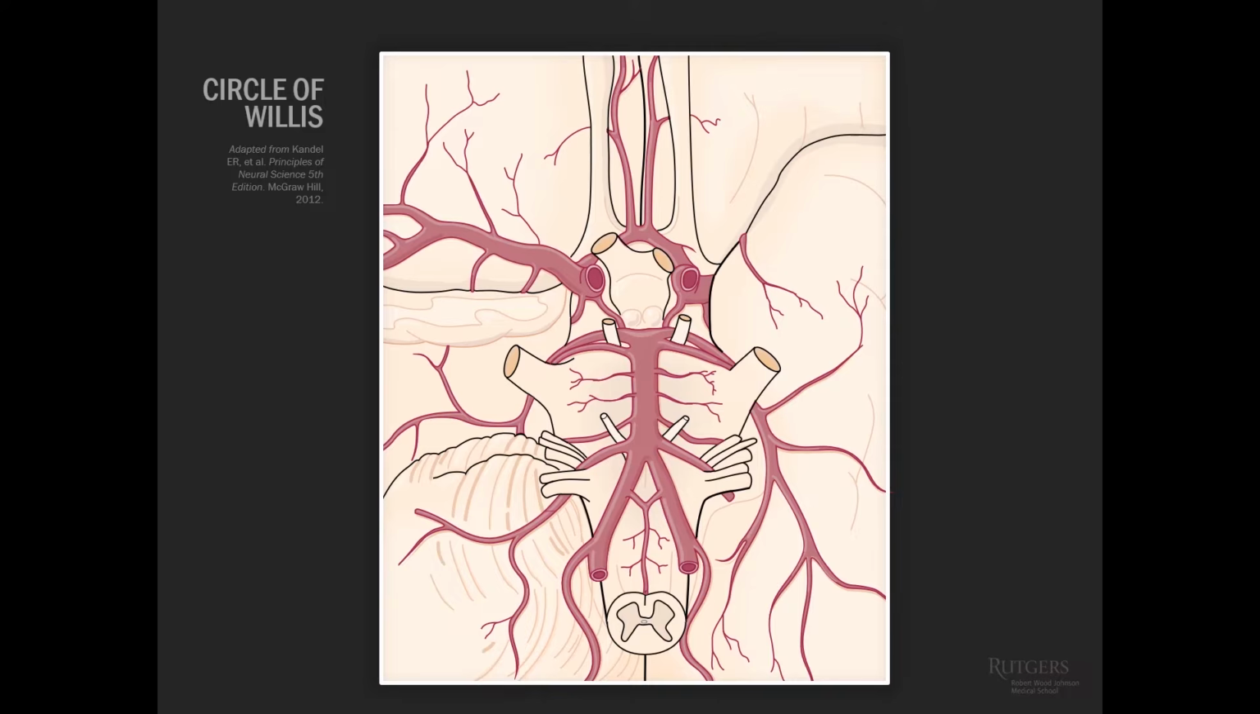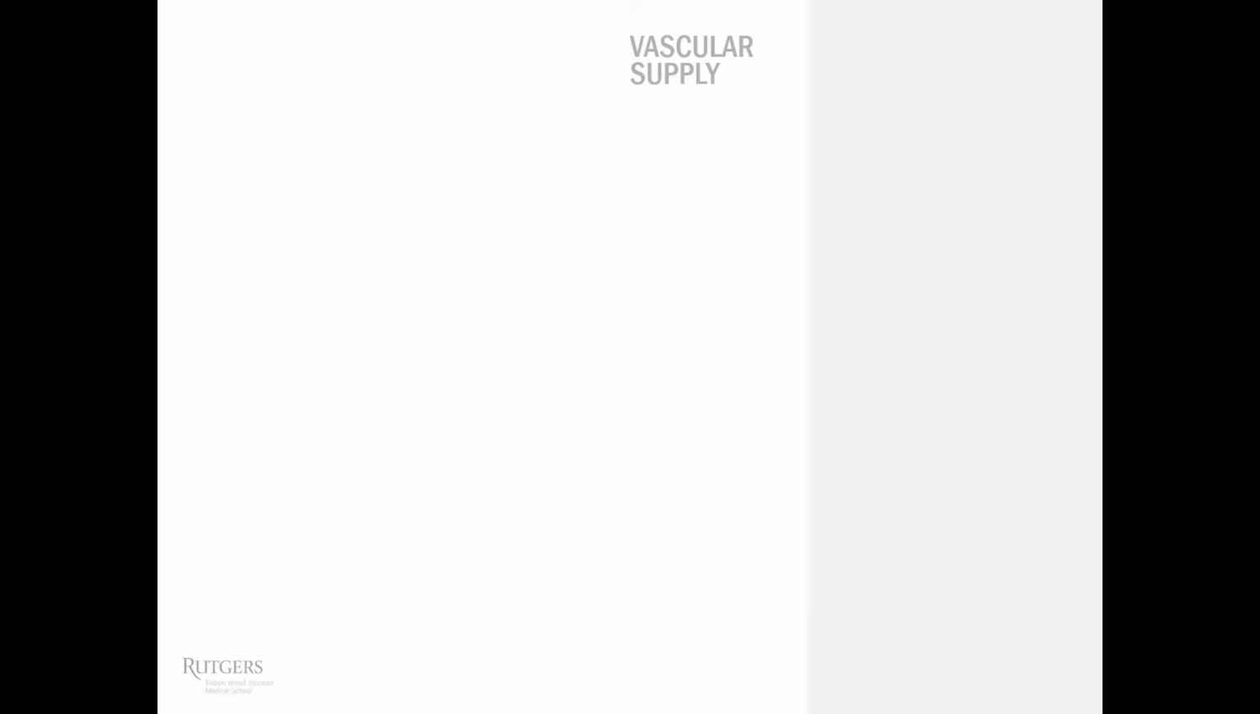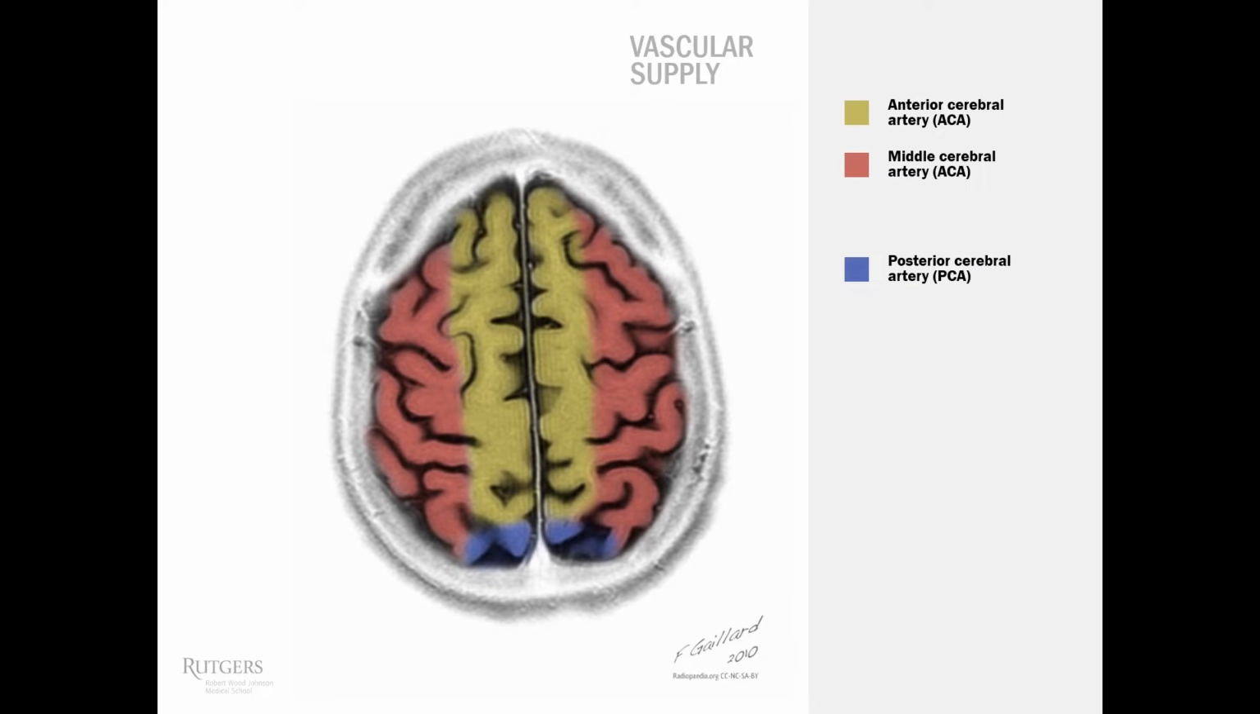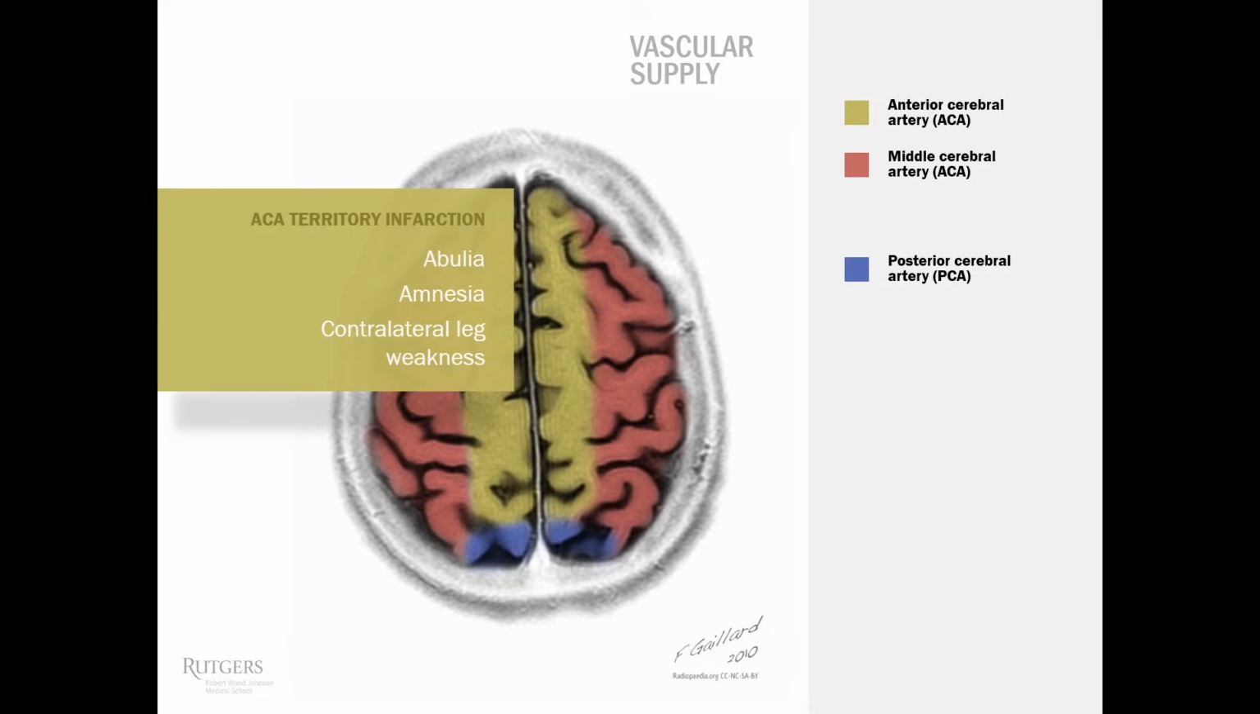And now for the pièce de résistance, vascular territories. You can see them coming into view as I scroll. You can actually refer to the legend on the right side of the slide to see which vessel corresponds to which color. So the medial frontal lobes are supplied by the ACAs. Medial frontal lobes are important for contralateral leg control, motivation, and the memory circuit. So as you can imagine, ACA infarcts cause abulia, an unmotivated state, contralateral leg weakness, and amnesia.